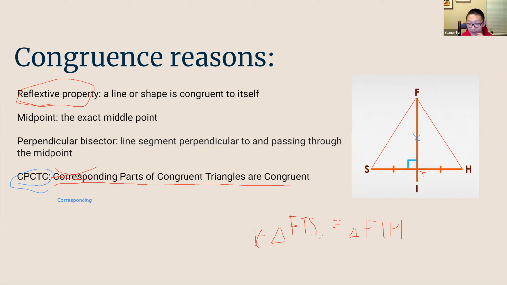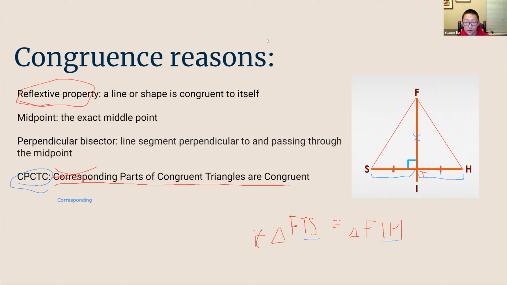Again, looking two at a time, TS and TH. These two are corresponding. And we can see they're right here and here. They're marked congruent, right? But if they weren't, and we were given that the two triangles are congruent, we can also prove they are congruent sides because of CPCTC.